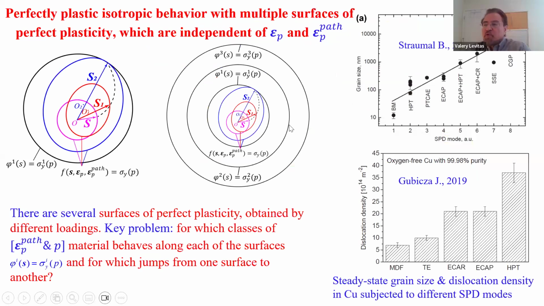We have 3 different yield surfaces, but it should be one. So we arrive at a new problem: for which classes of straining does material behave along each steady state, and for which classes does it jump from one to another. This is an unsolved problem. Without its solution, there is no general theory for phase transformation and for plasticity and microstructure evolution under severe plastic deformation. But if we solve it, then we will be able to explain why different processing modes, for example, ball milling, high pressure torsion, equal channel angular pressing, produce different steady grain size and dislocation density.